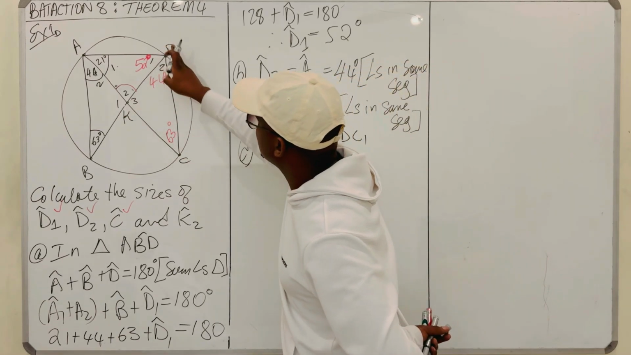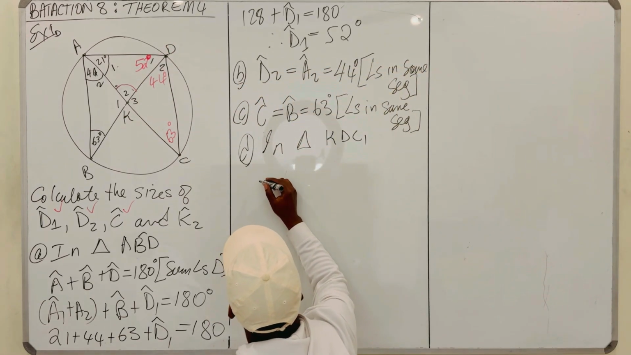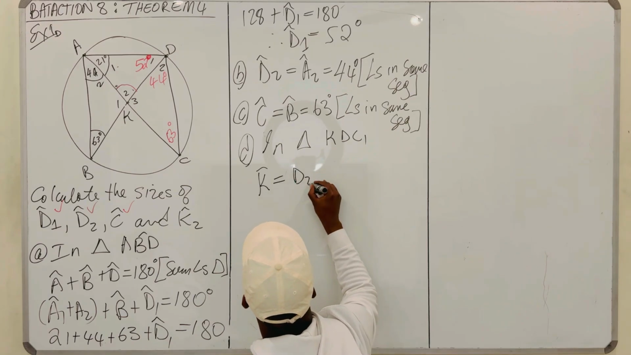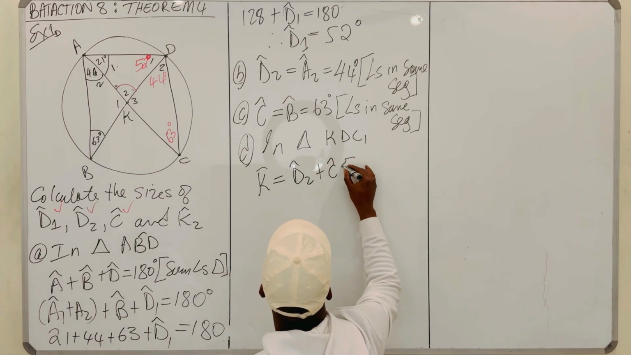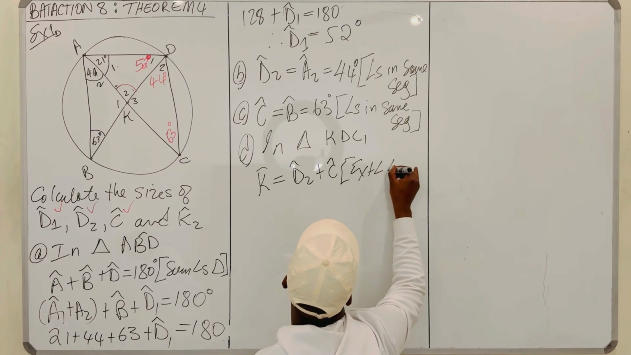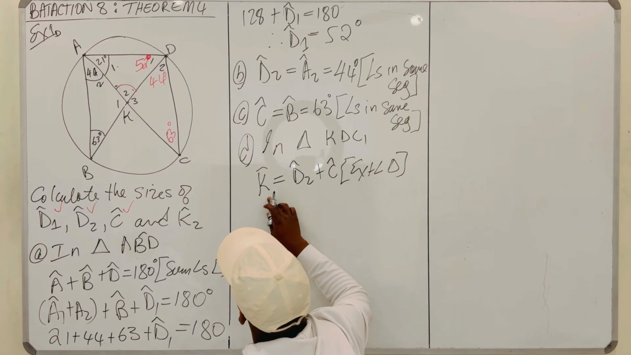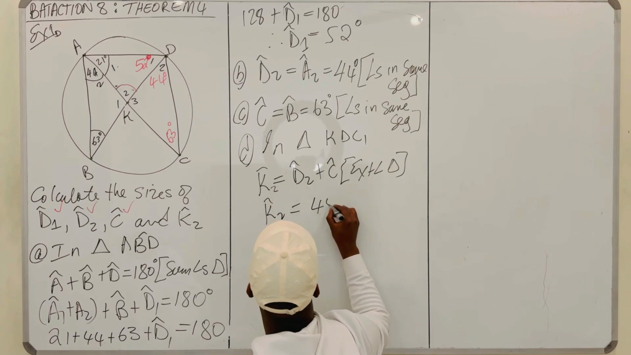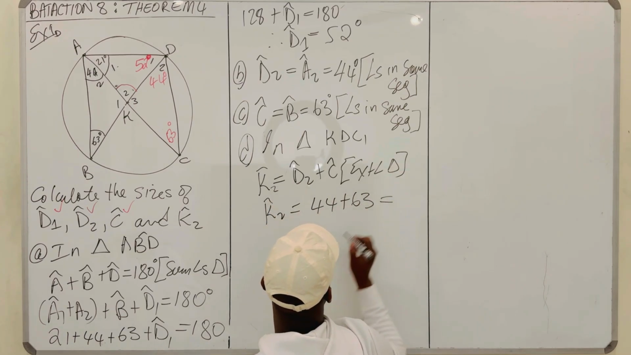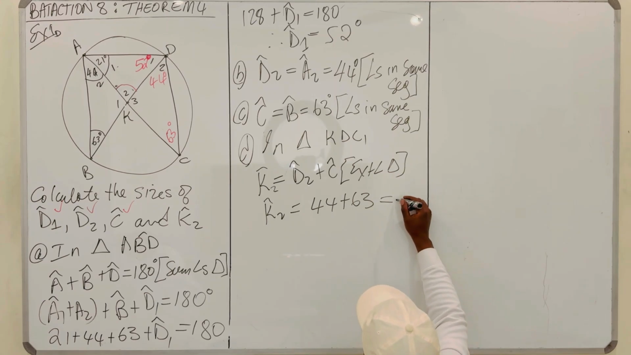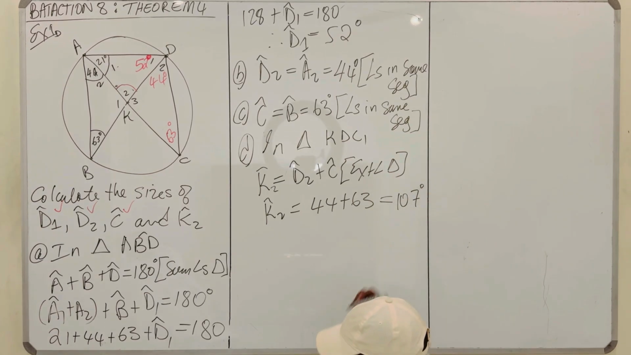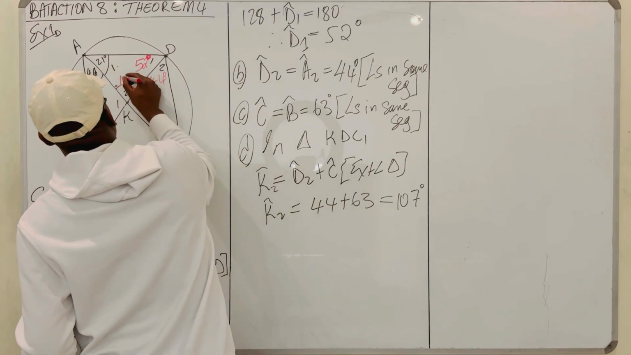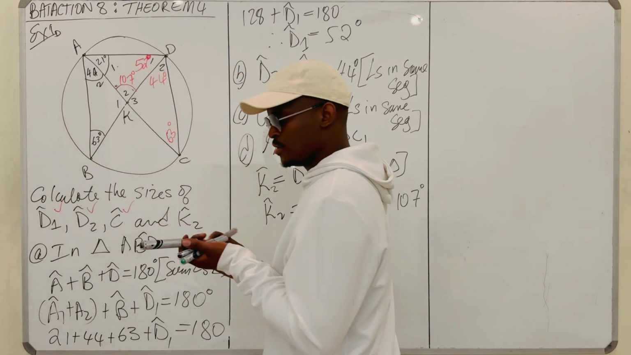In triangle KDC, your K2 is an exterior angle, and is equal to D2 plus angle C. Reason: exterior angle of the triangle. Your K2 is angle D, which is 44, plus 63. What do you get? 107. So this angle here, K2, is 107 degrees.